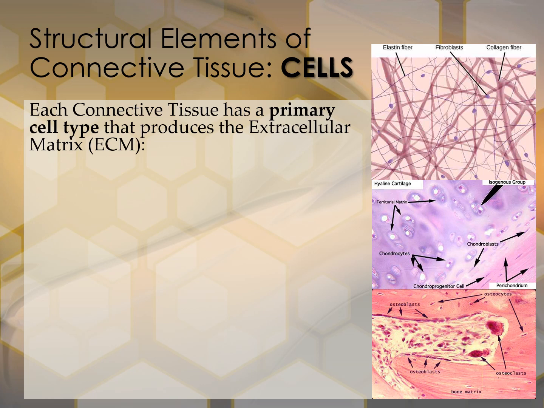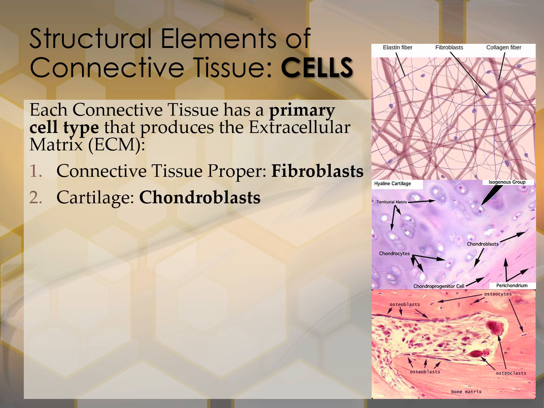So now let's break down the components of connective tissue, or those structural elements. So first we're going to talk about those cells. We said there's very few cells in connective tissue. And each individual connective tissue has a primary cell type. And we said that those cells are what are going to be producing that extracellular matrix. So if we're talking about the connective tissue proper, those are going to be fibroblasts. The fibroblasts are the cell type in that connective tissue proper, and they're going to be producing all the ground substance and fibers.